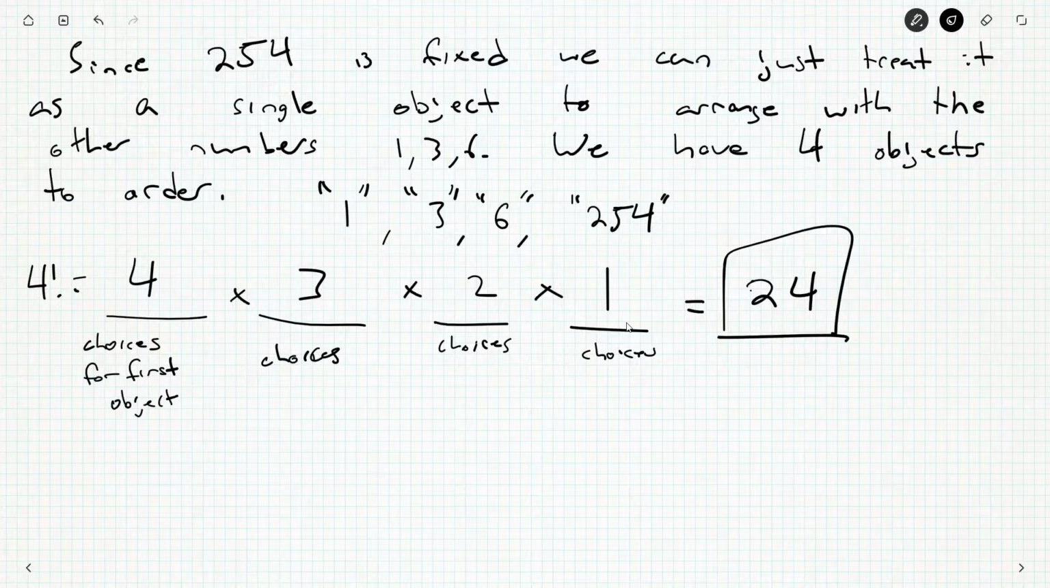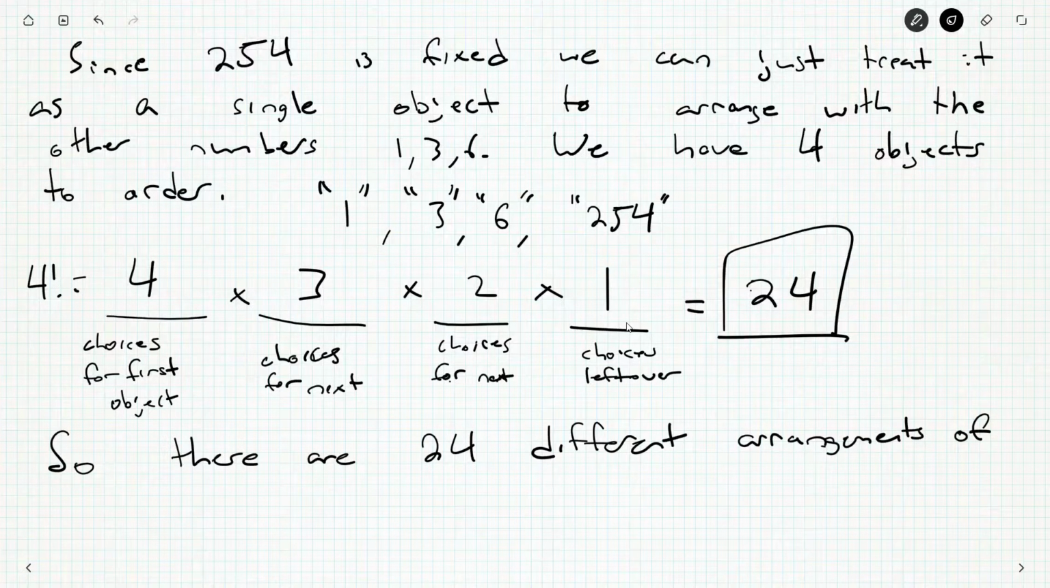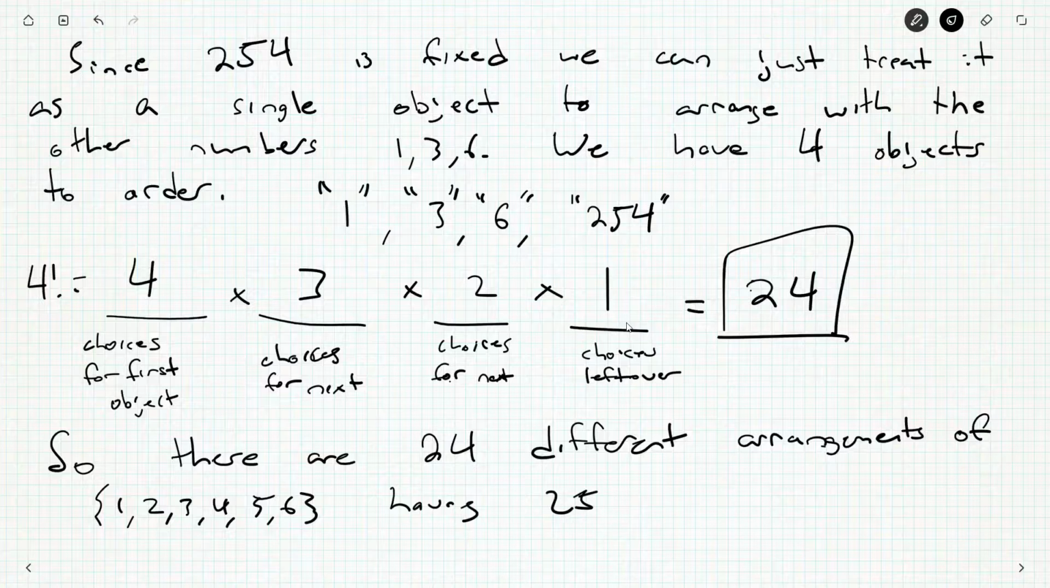So 4 choices for first object, 3 choices for the next, and 1 choice left over. So there are 24 different arrangements. 1, 2, 3, 4, 5, and 6. Having 2, 4, 5 somewhere in it in that order.